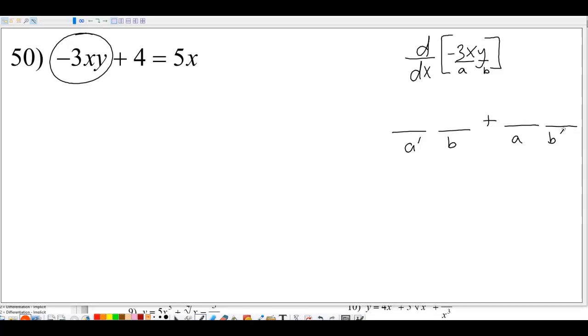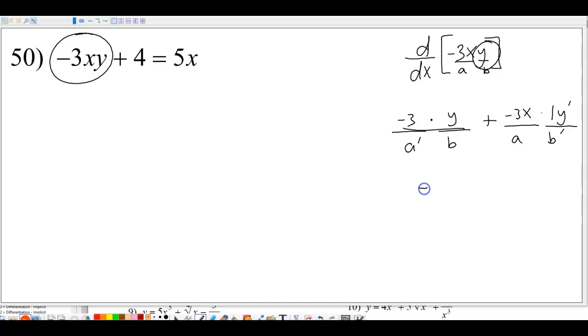All right, so a prime. The derivative of negative 3x is negative 3. B is y. A is negative 3x. And then finally b prime. Well, the derivative of y will be 1, but remember, since it's a y, we're going to put a y prime next to it. Now let's simplify that a little bit.